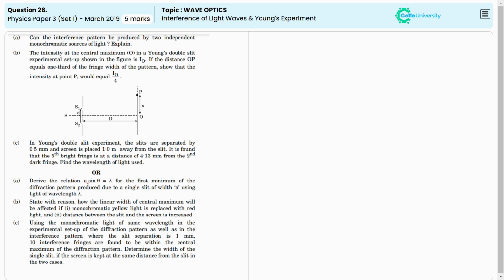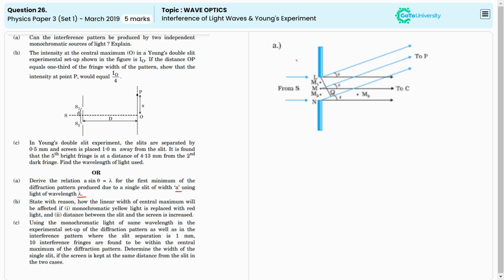Derive the relation a sin theta is equal to lambda for the first minimum of the diffraction pattern produced due to a single slit of width a using light of wavelength lambda. Okay, first we will see the diagram of the single slit diffraction. It looks like this. The difference between these two is equal to lambda, and the light rays will be coming in this direction at an angle theta.